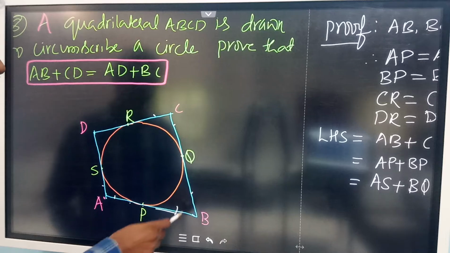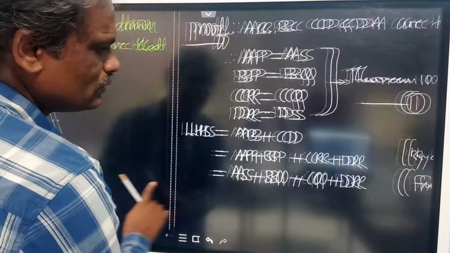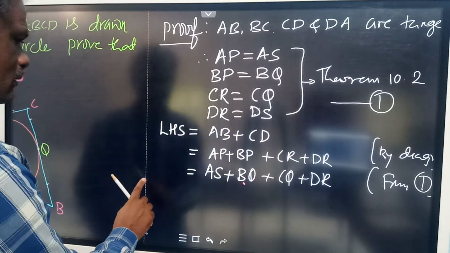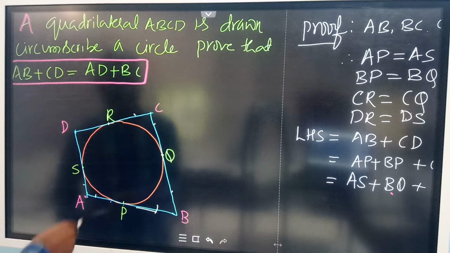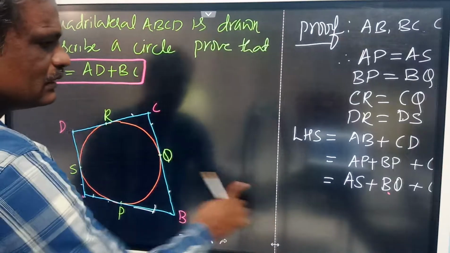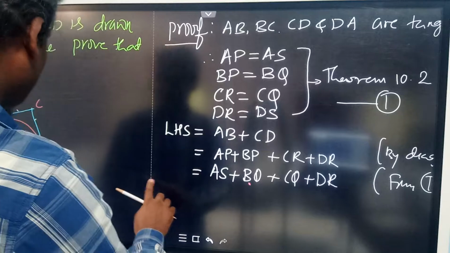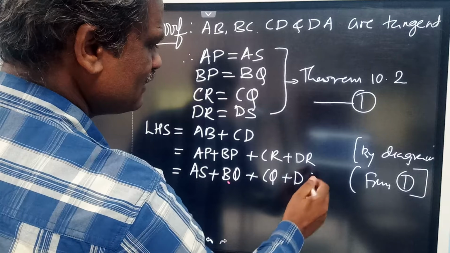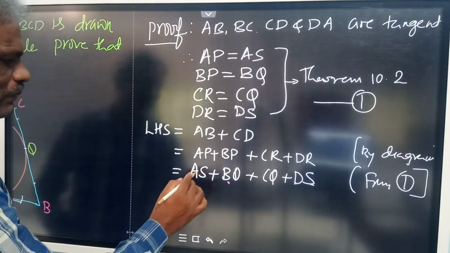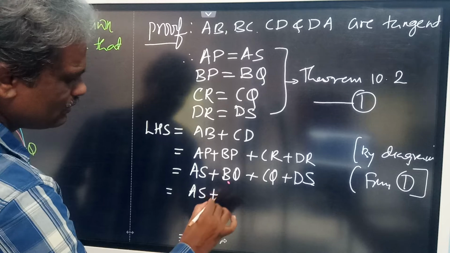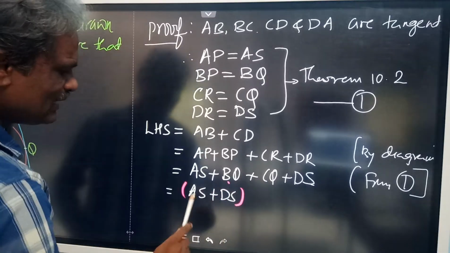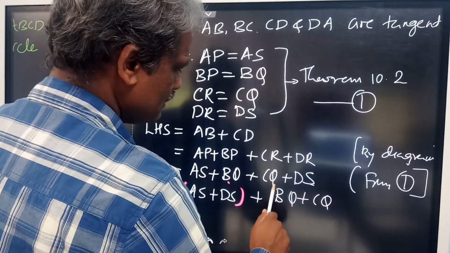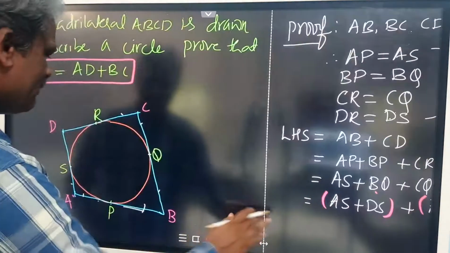To get BC, you have to combine BQ and CQ. To get AD, you have to combine AS and DS. DR is equal to DS. So let me combine the first one and the last one, AS plus DS. We make this one group. Then the second one, BQ plus CQ, is another group. So look at the diagram again now.